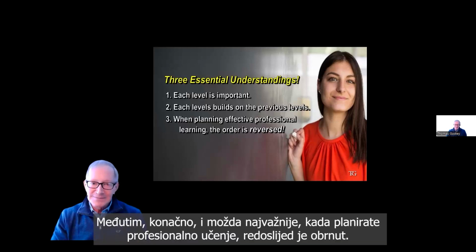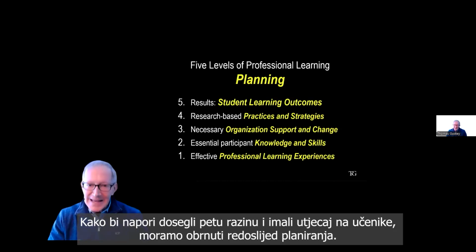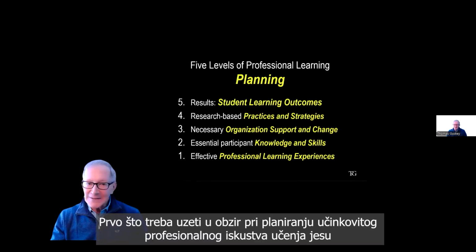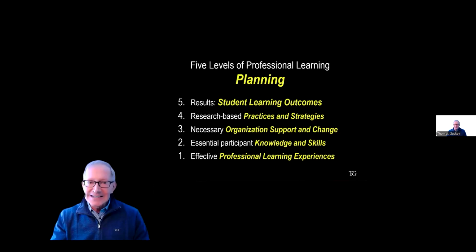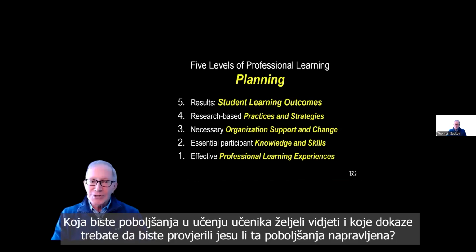But finally, and perhaps most important, when you plan professional learning, the order is reversed. In order for efforts to reach level 5 and have an impact on students, we must reverse that order in the way we plan. The first thing to consider in planning any effective professional learning experience is the student learning outcomes you want to achieve. What improvements in student learning would you like to see? And what evidence would you trust to verify those improvements have been made?